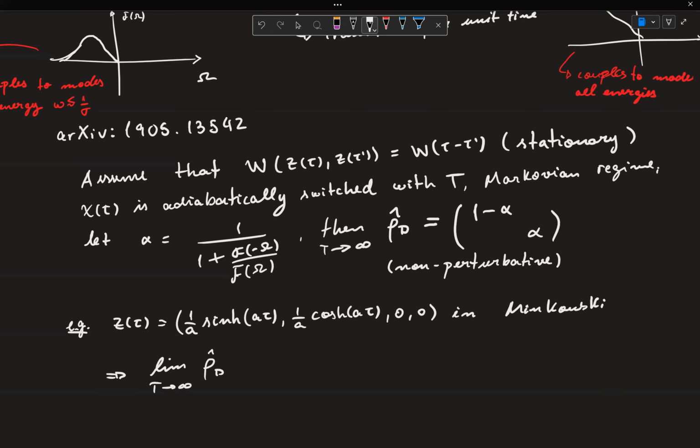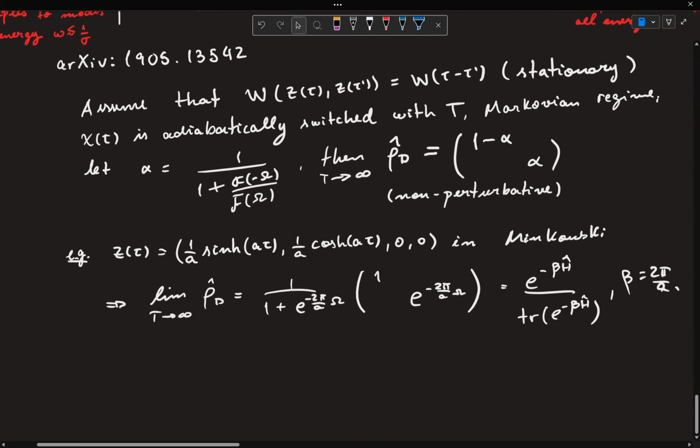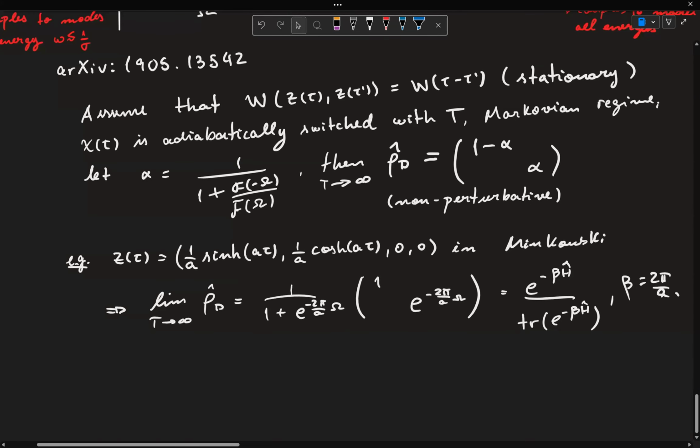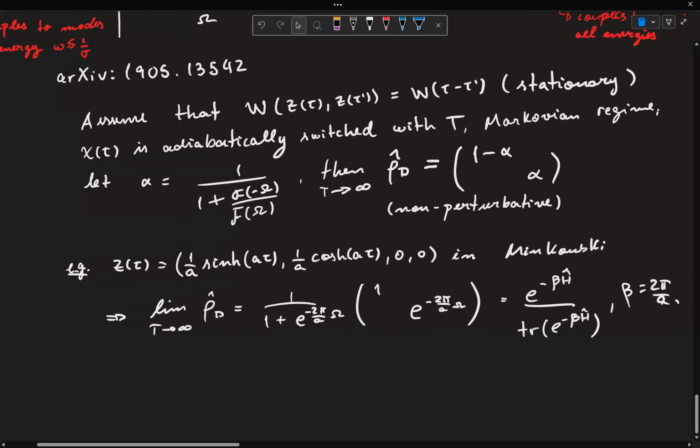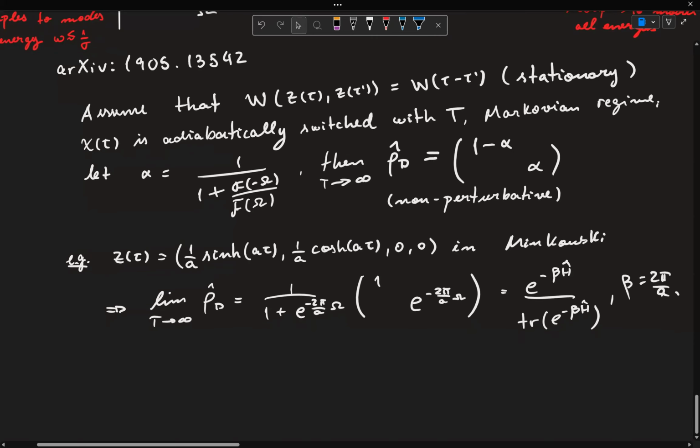gives you 1 divided by 1 plus e to the minus 2 pi over a omega, which is of course e to the minus beta H divided by the trace of e to the minus beta H, with beta equals 2 pi over a. And hopefully this rings a bell for you. This is a thermal state with temperature a over 2 pi, with the Boltzmann constant, if you will. This is one way of seeing the Unruh effect.